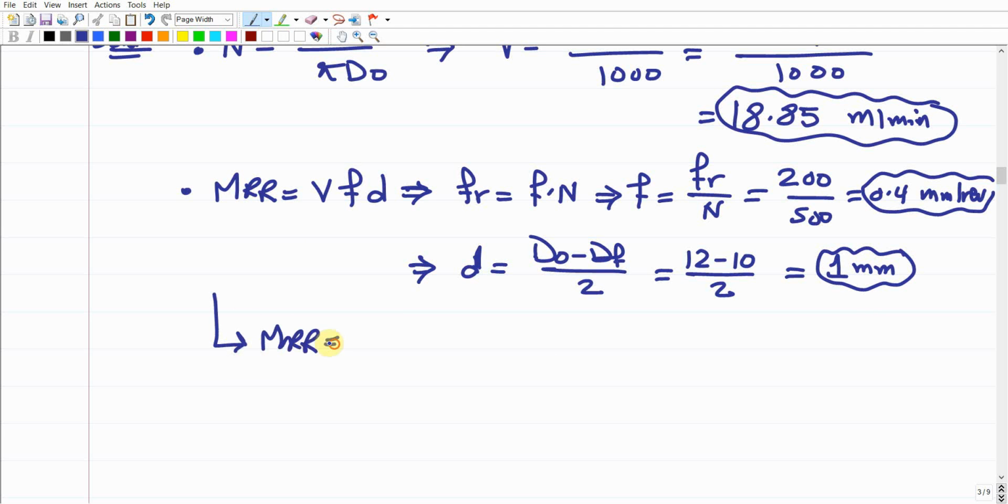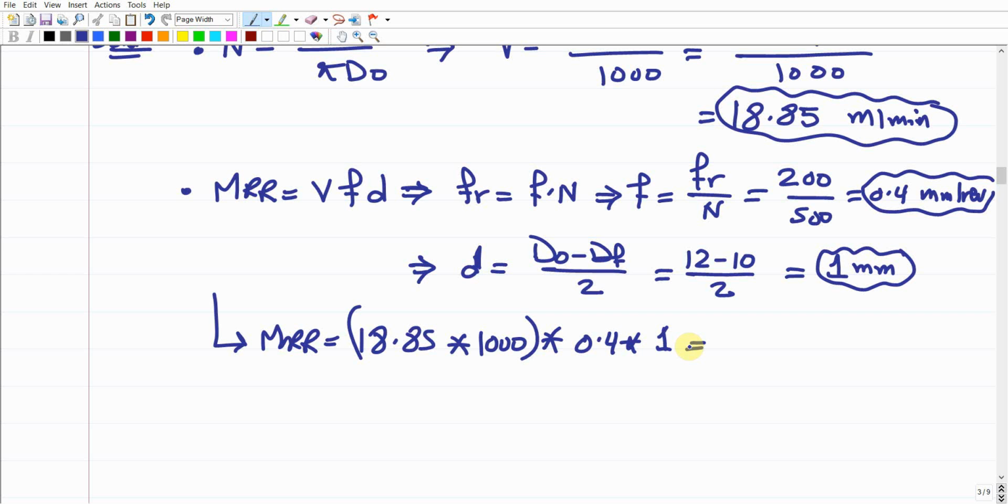Plug all this data in, and you're going to calculate the metal removal rate. So MRR is going to be the V that we just calculated, 18.85 times 1,000, to convert the meter into millimeter. Don't forget, most of the students forget this 1,000. Make sure that you have consistent units. Whether you put all the units in meter or millimeter doesn't matter, but the key idea is to make them consistent. Since we have F in millimeter and the depth of cut in millimeter, I'm going to convert this meter into millimeter by multiplying by 1,000, and this is what I've done. And then we have F, which is 0.4, times 1.